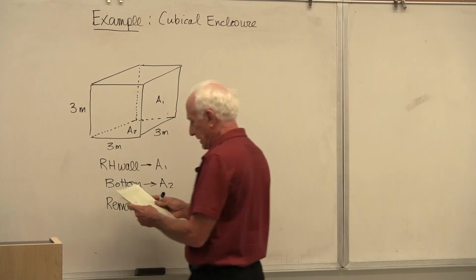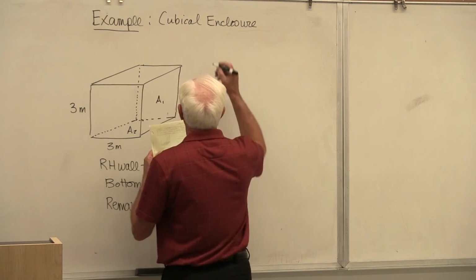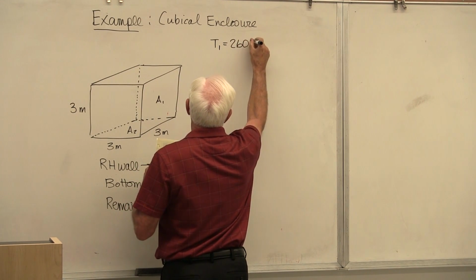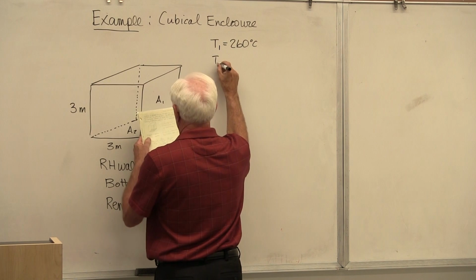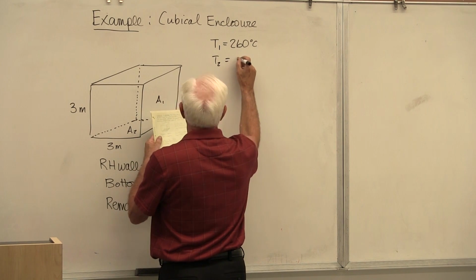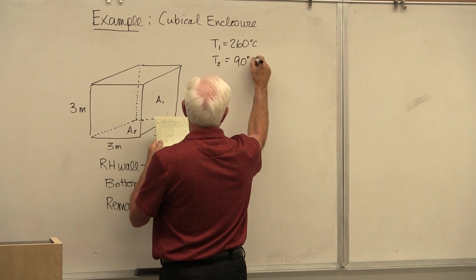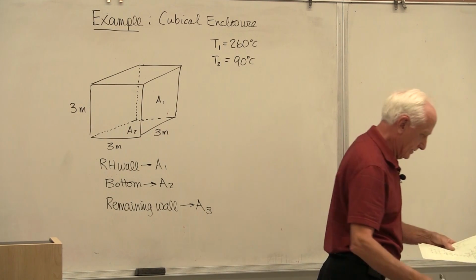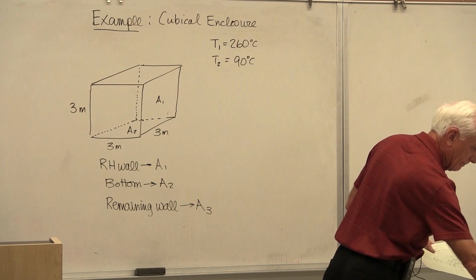Let's put down what we have here. T1 is 260 C. T2, 90 degrees C. And T3 is 175 degrees C.